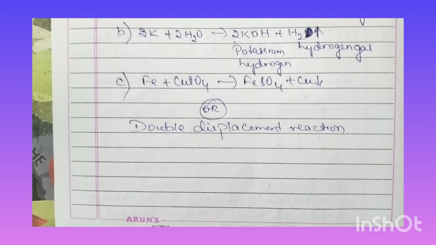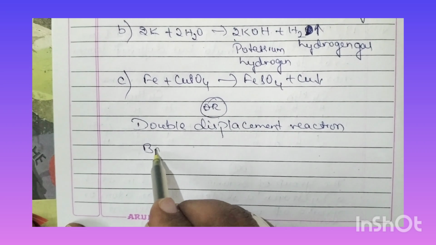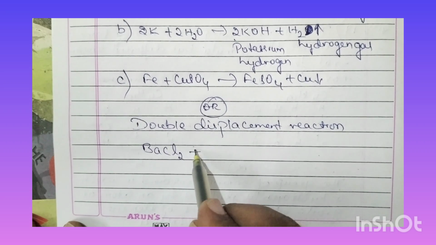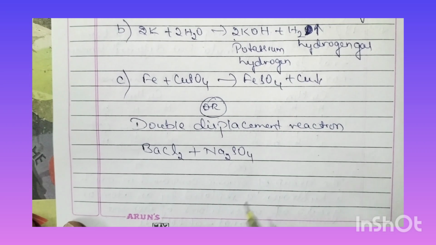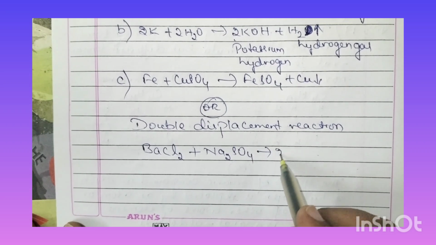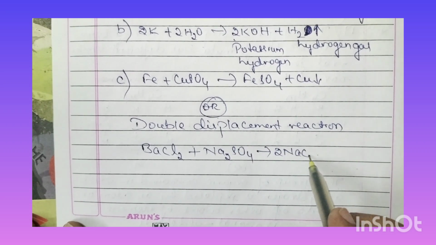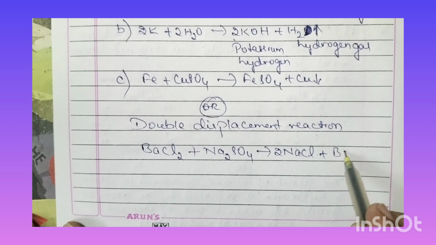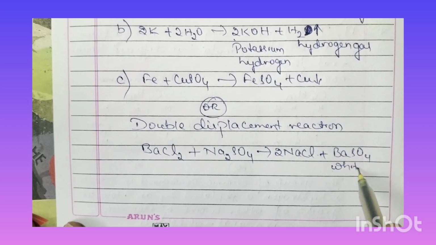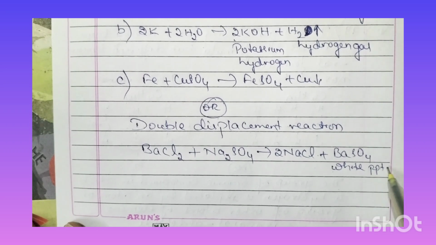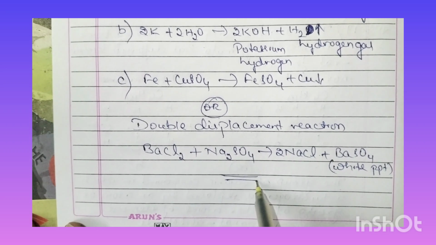Barium chloride, BaCl2, when combined with sodium sulfate, that is Na2SO4, give rise to 2NaCl plus BaSO4. This BaSO4 is a white precipitate. So this is the balanced equation.